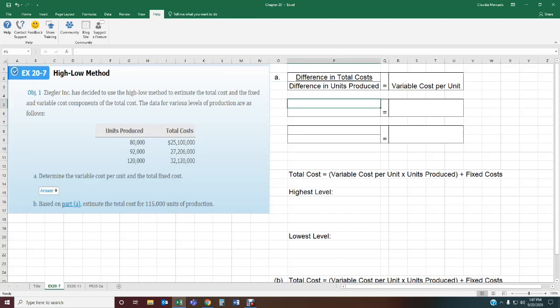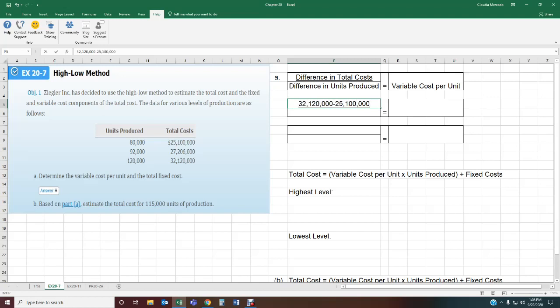So we're going to look at our total cost column here, and we're going to identify which one is my highest cost. Well, my highest cost is the 32,120,000. And I'm going to get the difference, so I'm going to subtract by the lowest amount. My lowest cost is the 25,100,000.